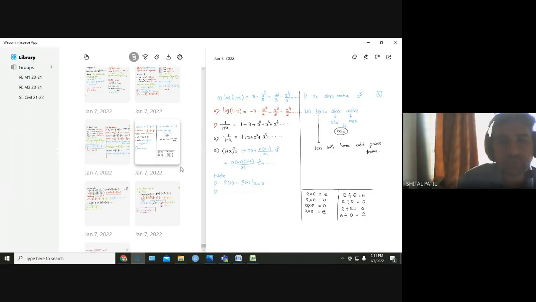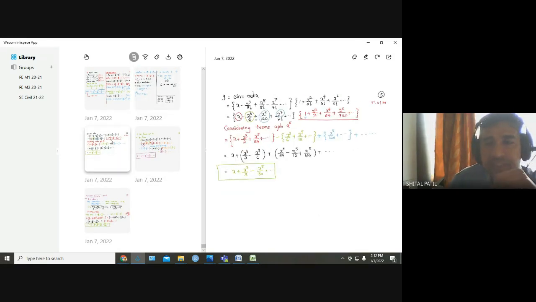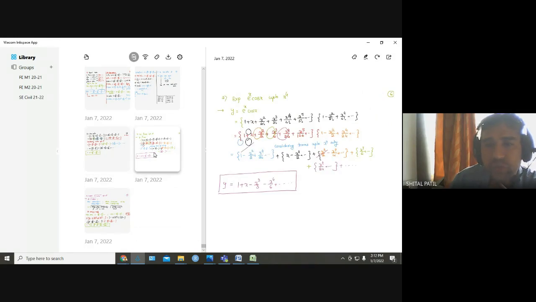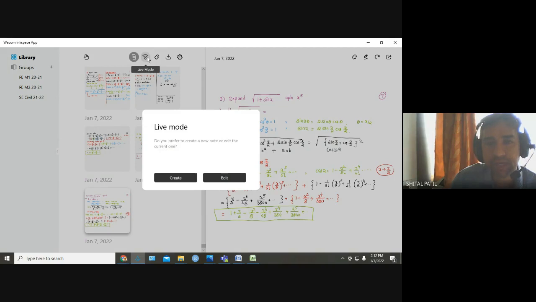Then we solve a few examples. We solve this example, sin x into cos hyperbolic of x. Then we solve e raised to x into cos x. We obtain the expansion of x raised to 4. Then we obtain the expansion of root of 1 plus sin x. Now we'll go through the fourth example.